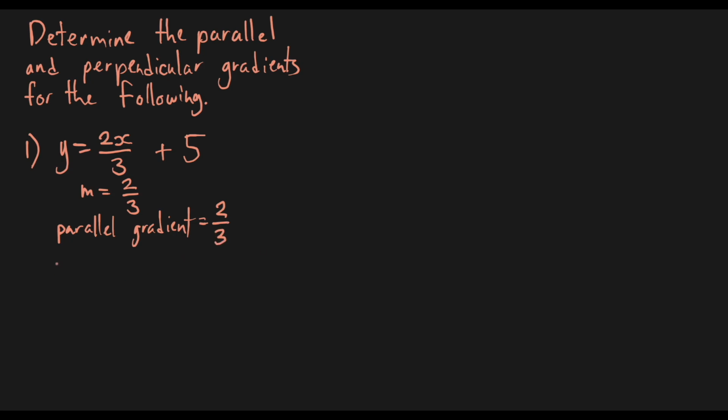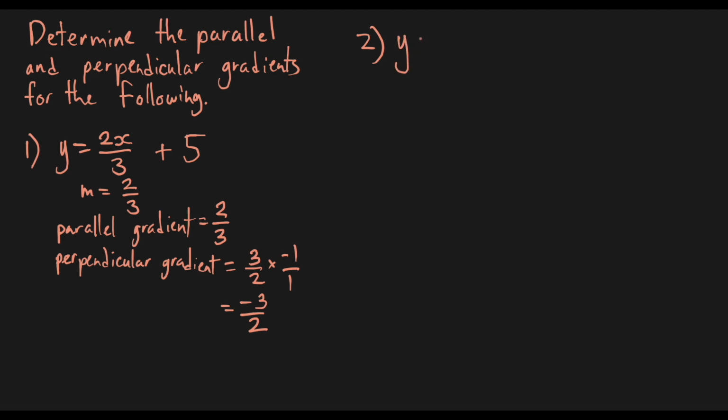And when we're looking for the perpendicular gradient, it's the same concept. We flip the 2 over 3, which is 3 over 2, and we multiply that by negative 1, which gives us negative 3 over 2. So our perpendicular gradient will be -3/2, while our parallel gradient is the same as this line. Now we can only do this when y is equal to mx plus c, so when it is in that form. Otherwise, we would have to put it in that form in order to answer the question. So we're combining everything that we did so far into one question. I want you to do it for these.